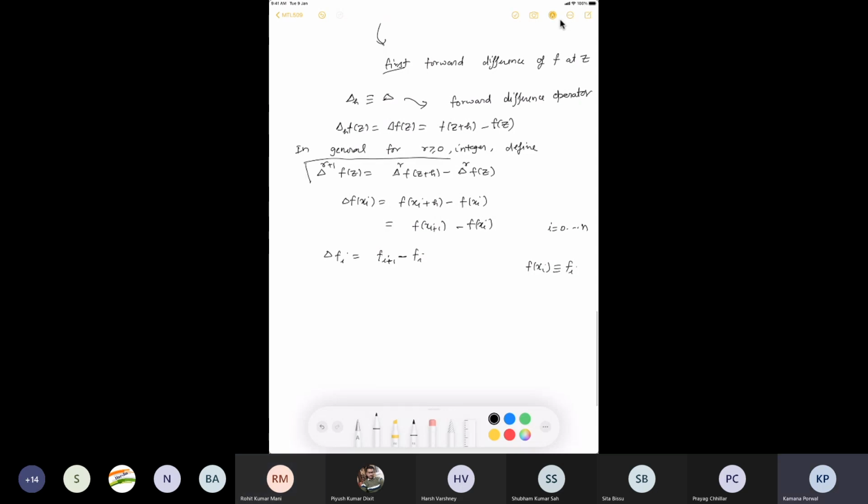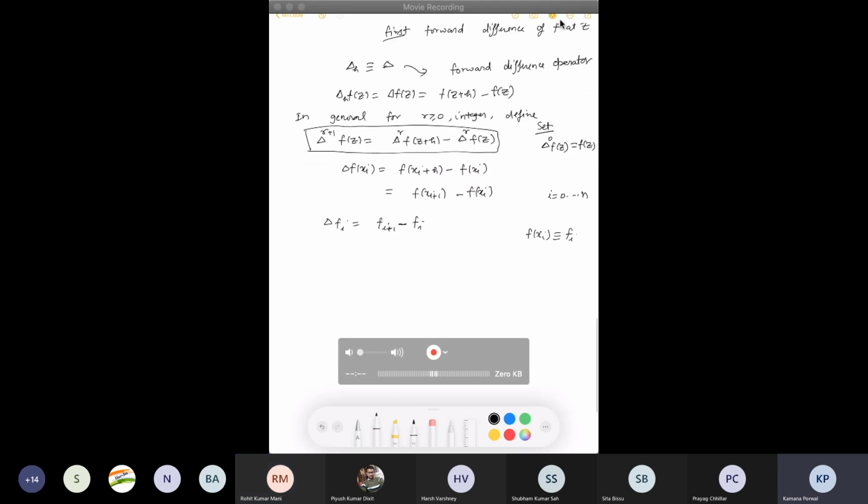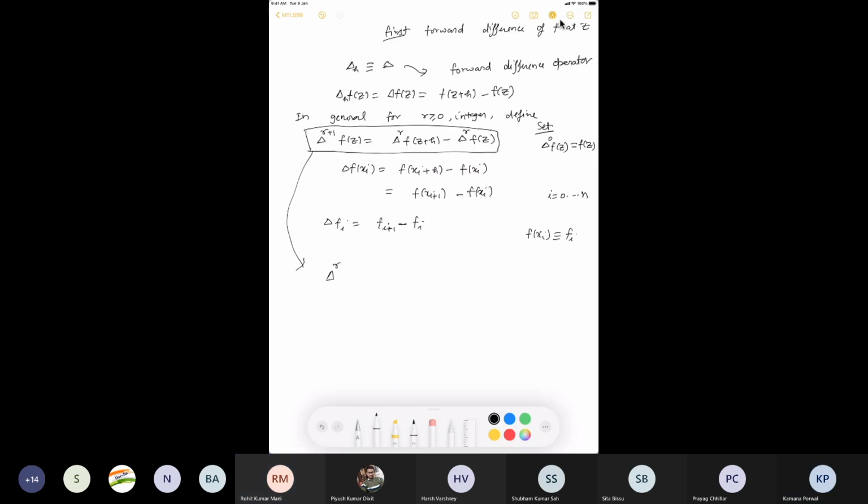And we have to set what happens when we talk about delta^0 of f(z). This is going to be simply f(z). So this delta^r of f(z) is called the r-th order forward difference of f at z.